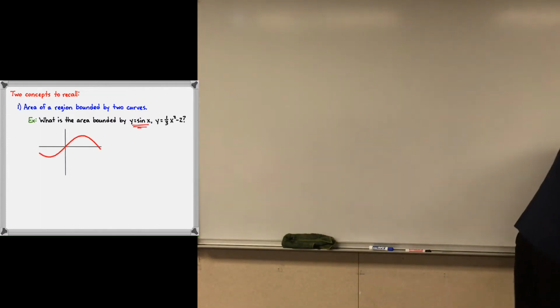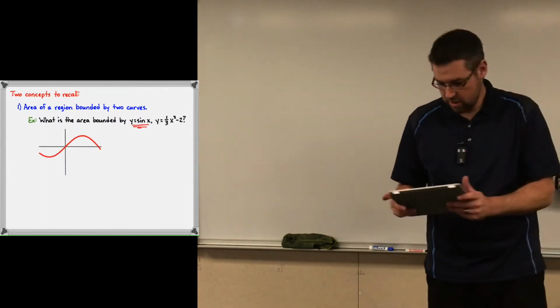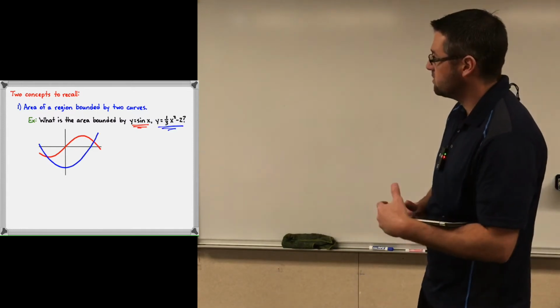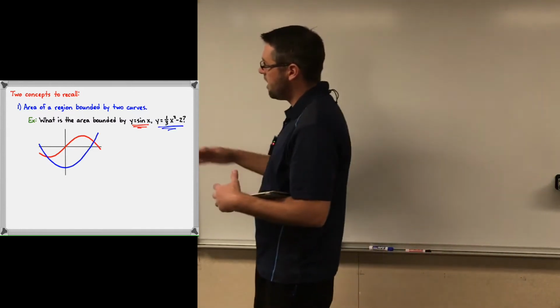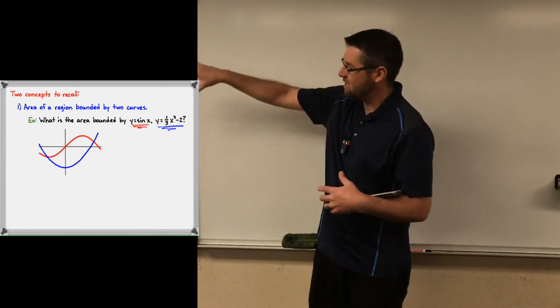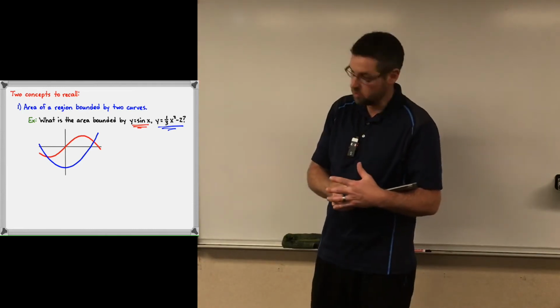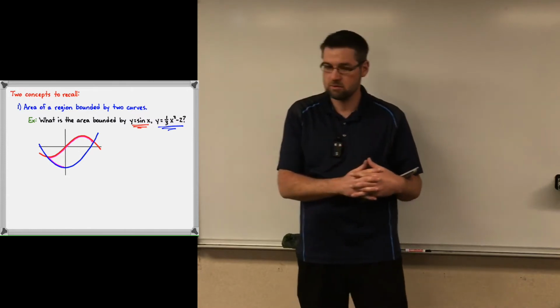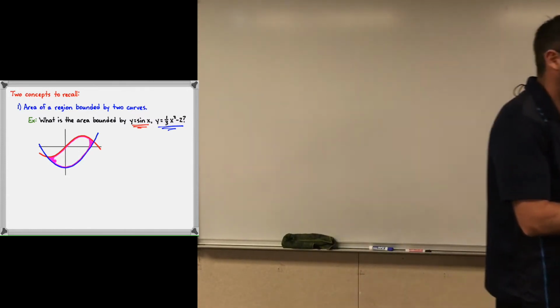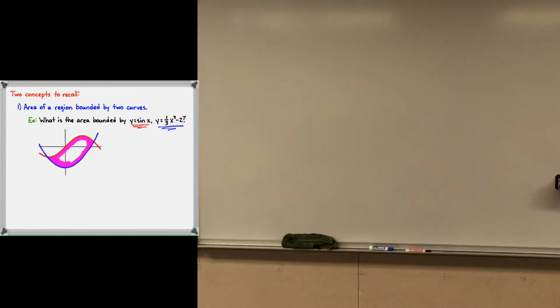Okay. So there's sine of x. There is 1/3 x squared minus 2. So the parabola is never going to come back down. So that is the only region that those two things will bound. So really we're finding the area of that guy. You guys okay with that? Okay, so when you're graphing it, we're only looking at that piece because there's no other piece that is bounded by those two functions.